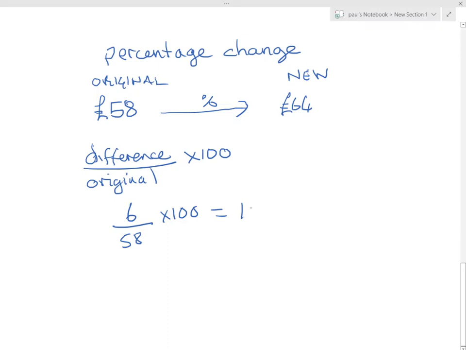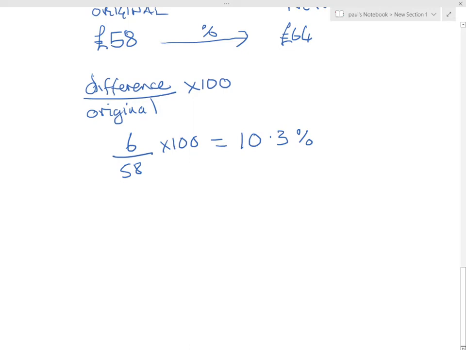10.3%, more or less, rounded up or rounded down. 10.3%. Difference over the original. So the next one is when it goes down.